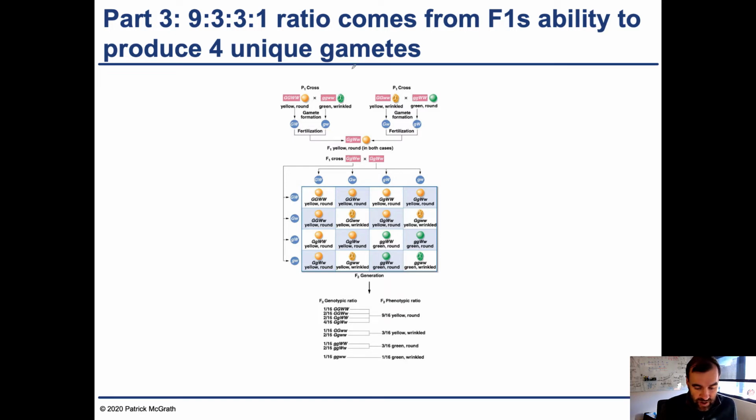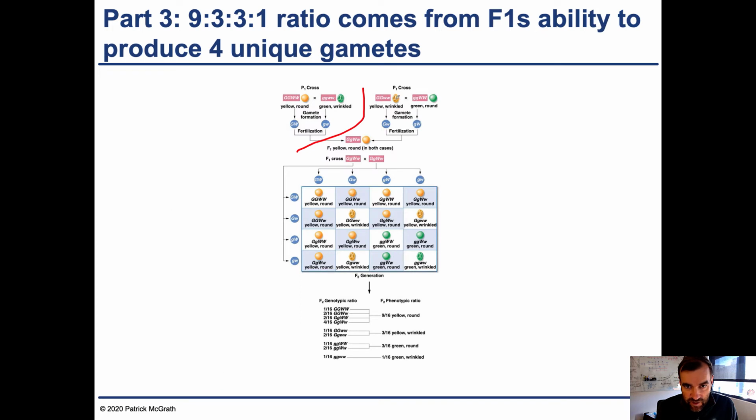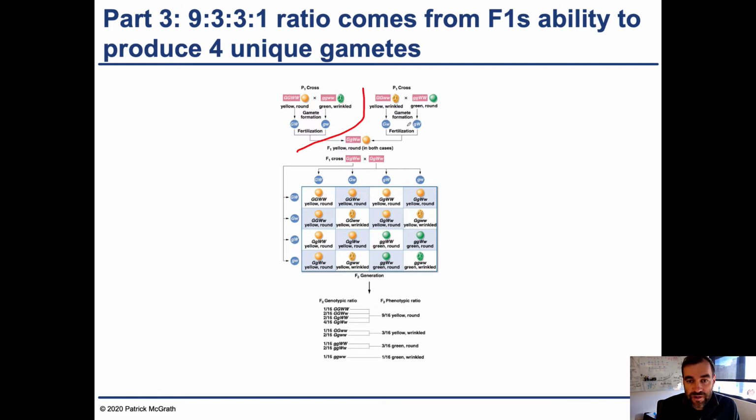We are now going to show the cross right here that we will focus on. This is the same thing, the wrinkled yellow crossed to the green round. Unfortunately, the letters have changed, for the color, and actually for both of them. But again, the gametes that get formed create an F1 that is heterozygote, and then this individual can produce 4 different possible gametes.